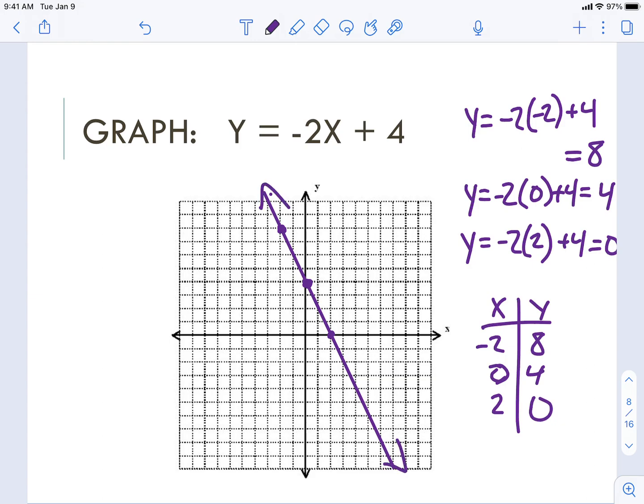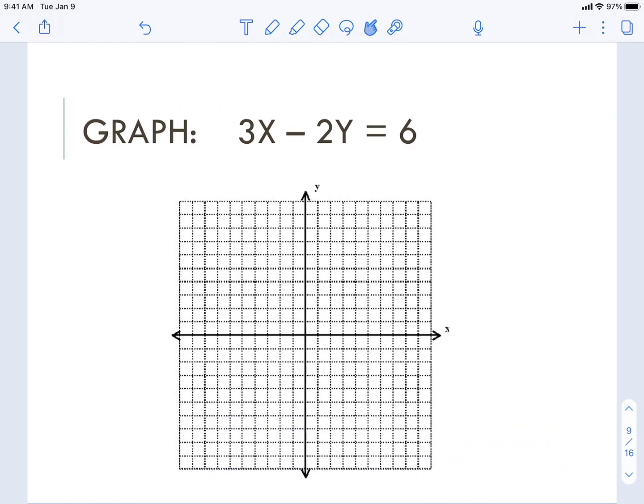Throw some arrows on the end of it, and boom, you're done. All right, now this one I'm going to do a little bit different. I'm going to use the slope and the intercept to solve this one. Now to do that, I'm first going to convert this into slope-intercept form.